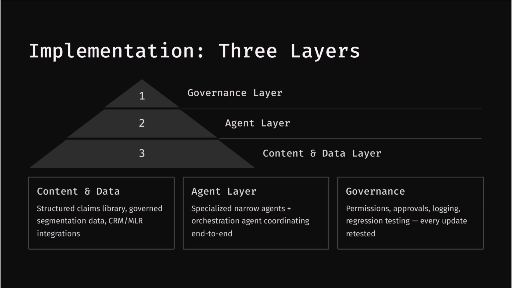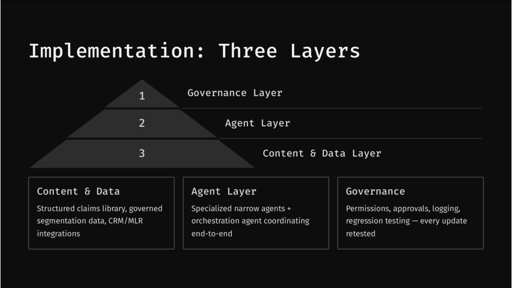In the agent layer, you build specialized agents with narrow responsibilities: segmentation agent, content assembly agent, CRM note and follow-up agent, field prep agent, MLR pre-flight agent, MLR routing agent, and ideally an orchestration agent that can coordinate them. For example, taking a campaign brief, calling the segmentation agent to define targets, calling the content agent to draft channel assets, then packaging everything for MLR pre-flight and routing.